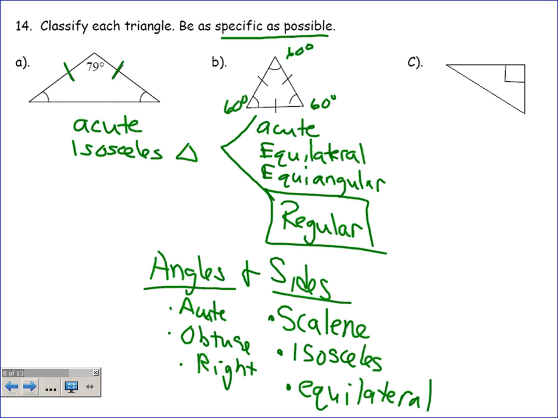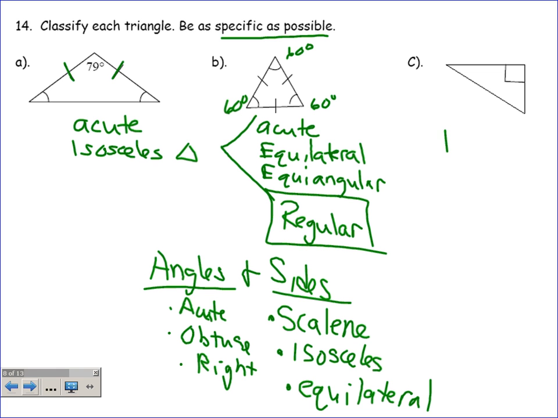Yep, because they're all 60 degrees, all that can be broken down, and all those things are true if you just say regular. Okay, so the best answer you can have written down is regular for that one. Maybe a regular triangle would be fun. Tucker, how would you classify this one?